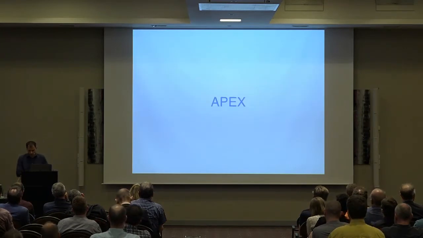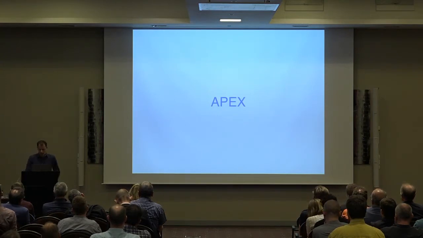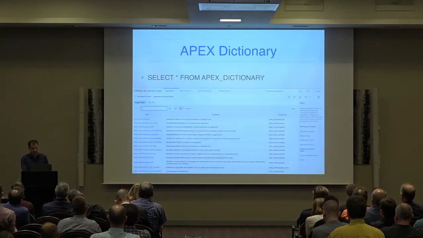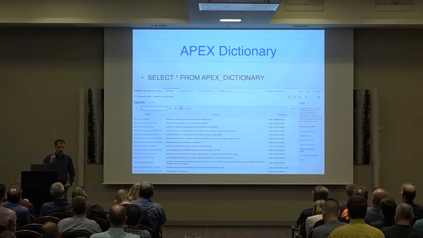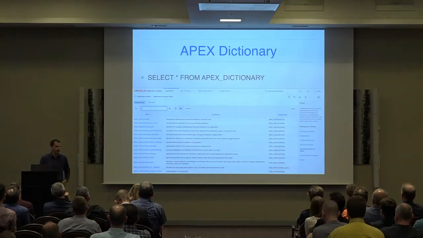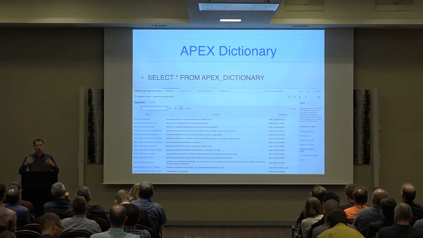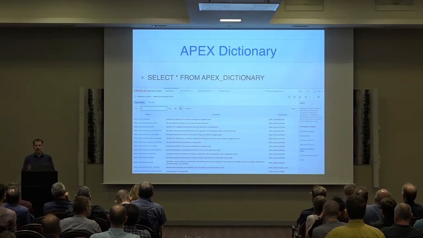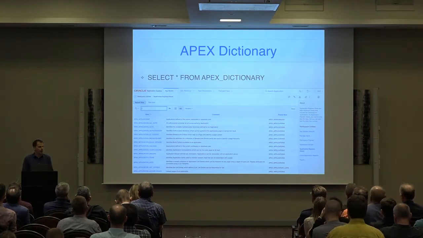Okay, so now let's go to APEX. I have 30 minutes left. The ultimate cheat sheet for APEX is one thing you have to remember: APEX Dictionary, select star from APEX Dictionary. That will basically show you anything from your APEX applications or from your APEX environment.